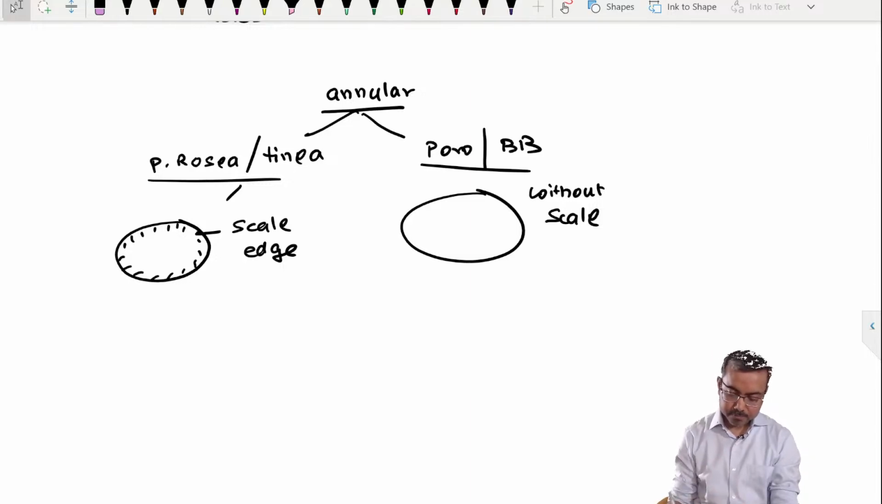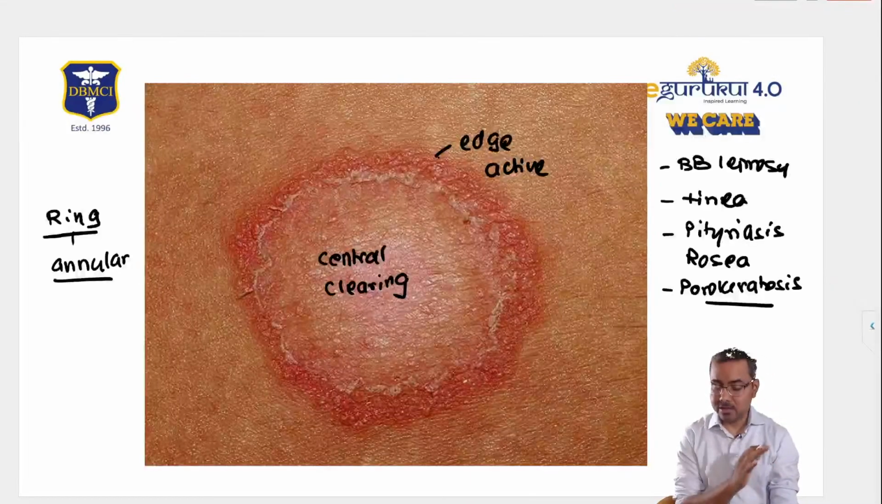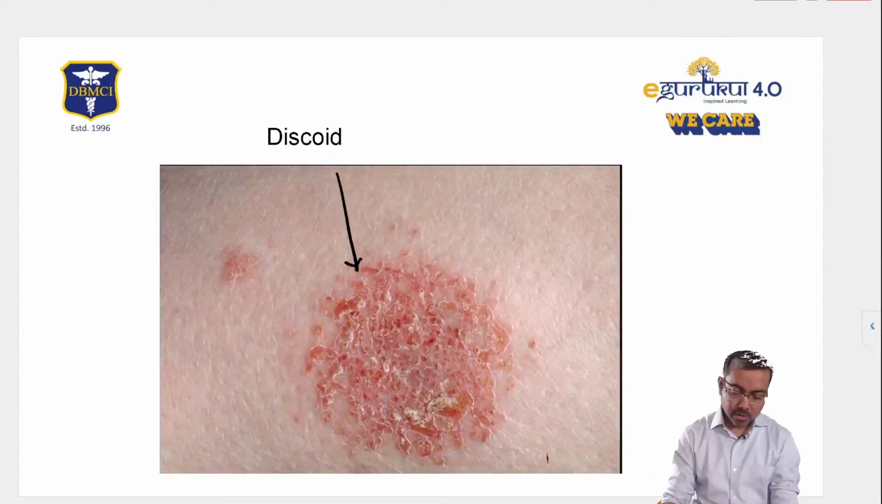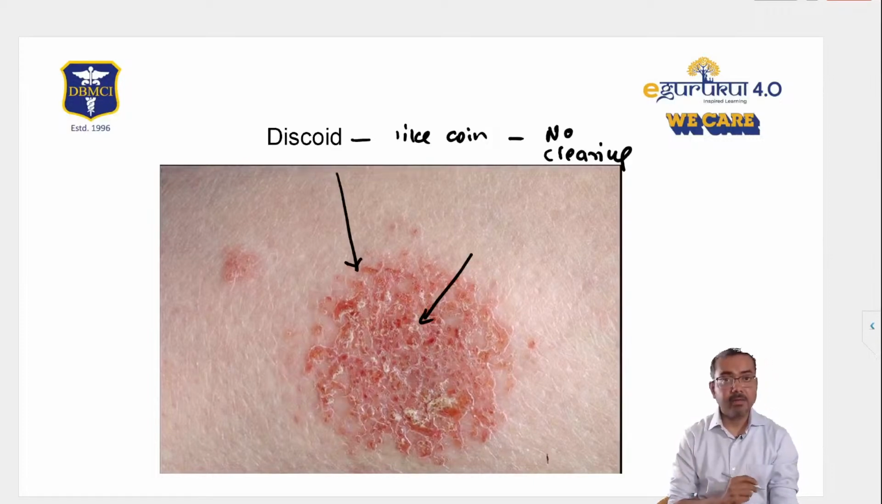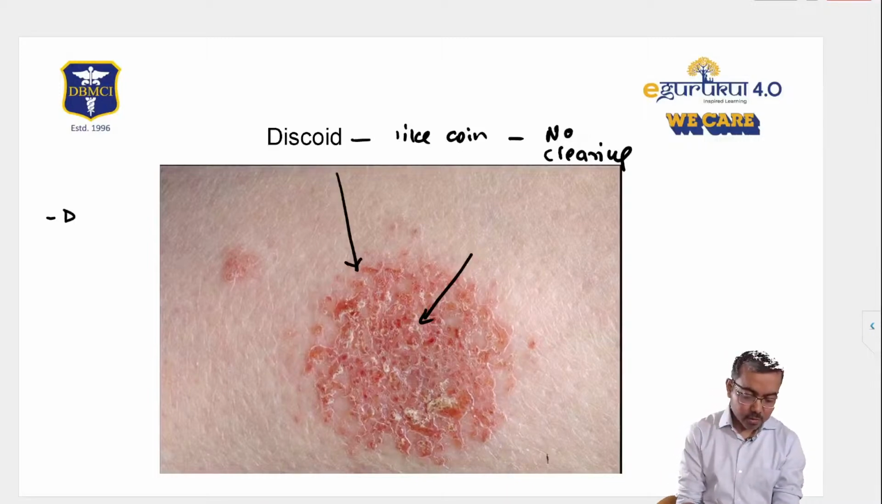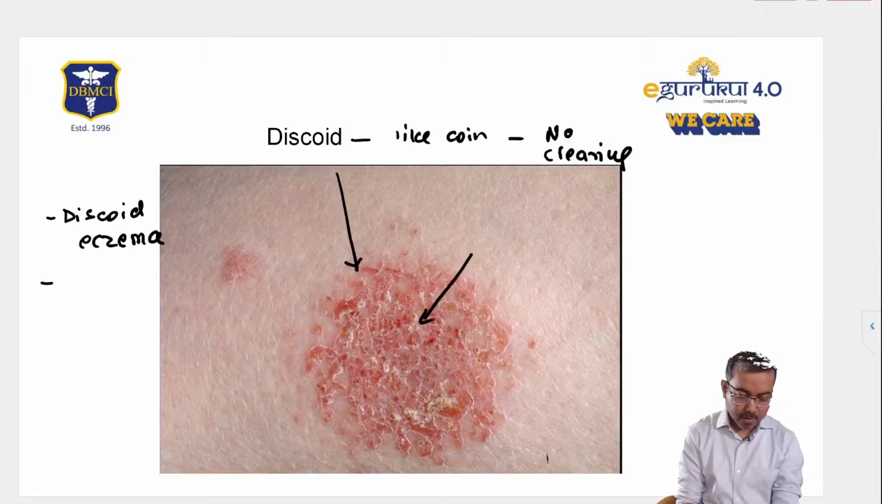Okay, now, so this is called the annular ring lesion. Now this is called discoid. Discoid means like a coin, meaning there is no clearing in the center. Can you see this? No clearing in the center. It's just a complete coin shaped lesion. There are two diseases you have to know where this happens. One is called discoid eczema. One is called discoid lupus erythematosus, DLE.